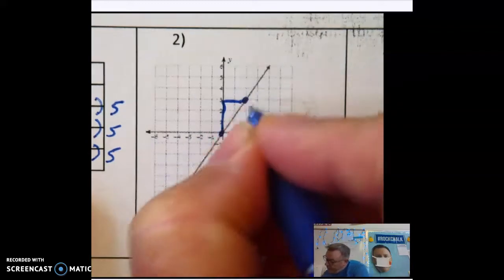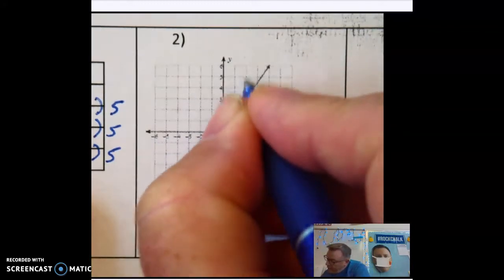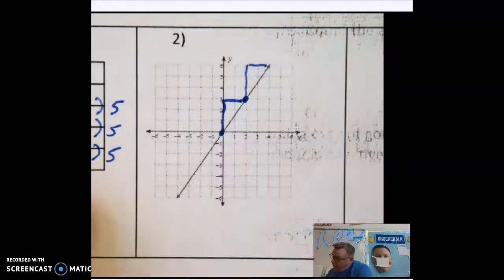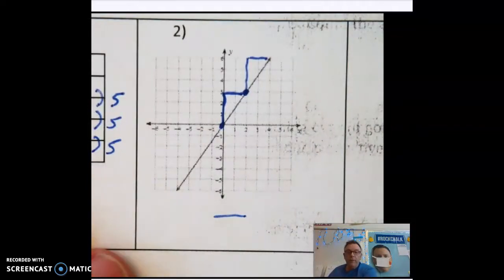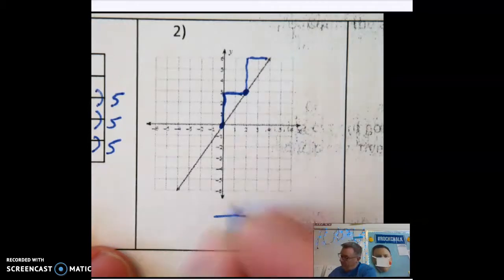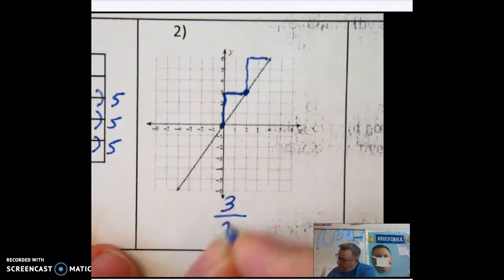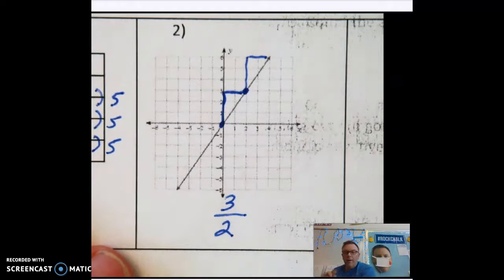Same thing would happen if we did this. Up 3 over 2. So remember, I always want to do my rise first. Give you a second to think about it. Our slope is 3 over 2. Up 3 over 2.